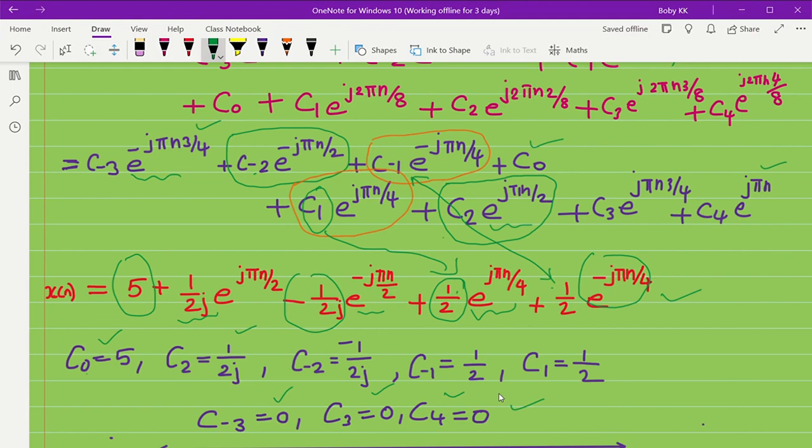This is how we find the discrete time Fourier series representation of the given signal. The coefficients are the unknowns which we need to find in order to represent the signal using the discrete time Fourier series representation.